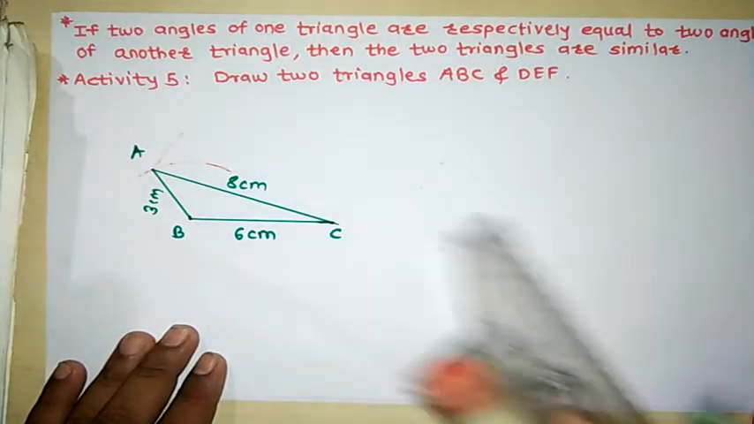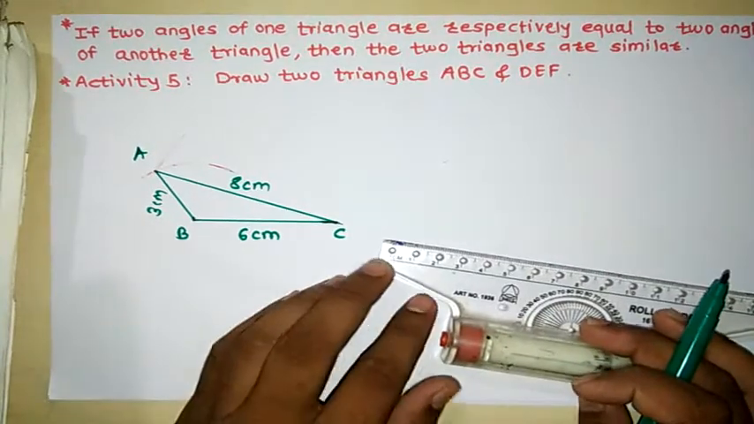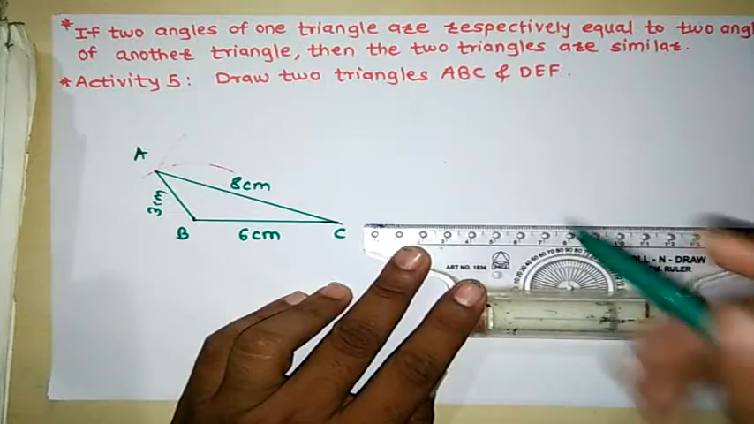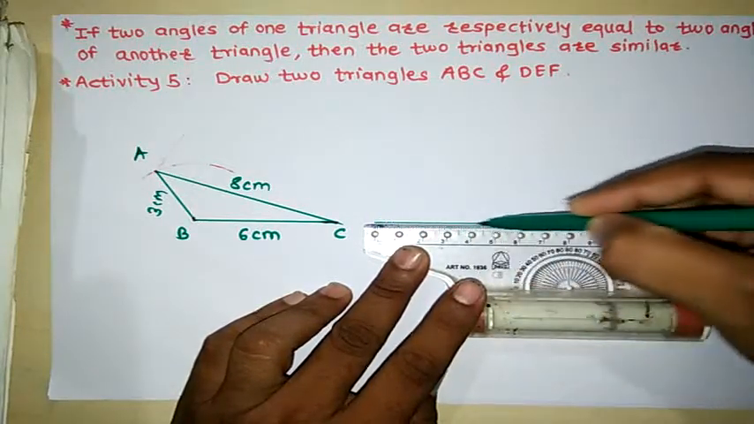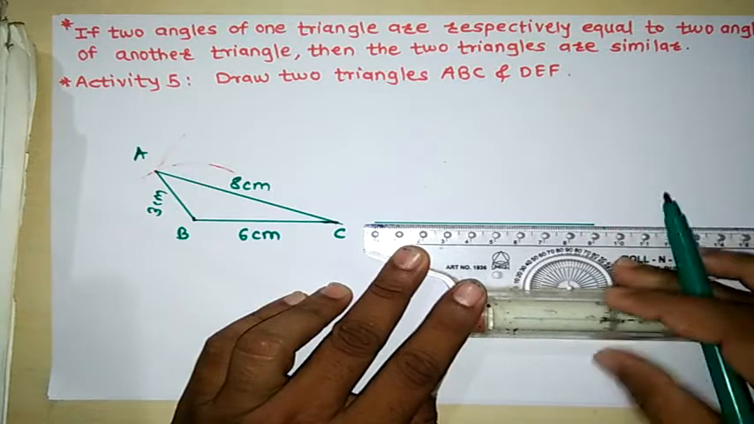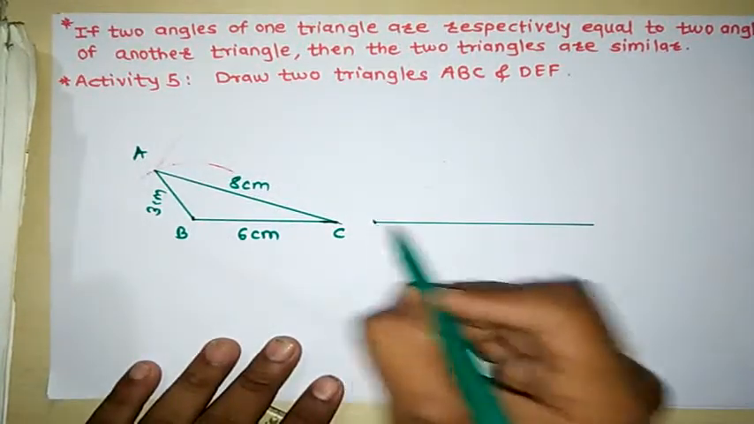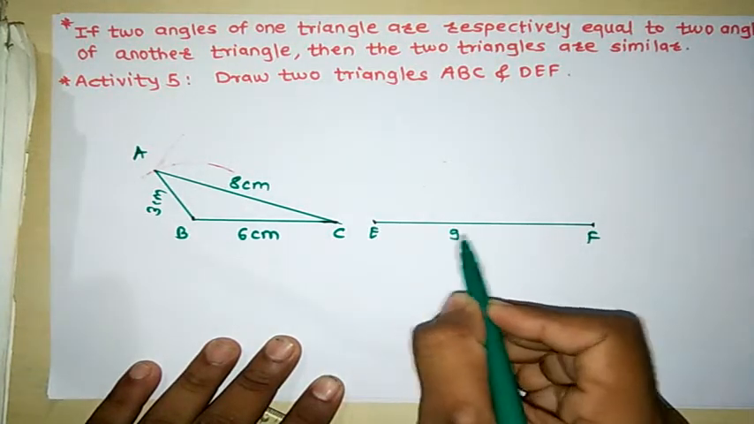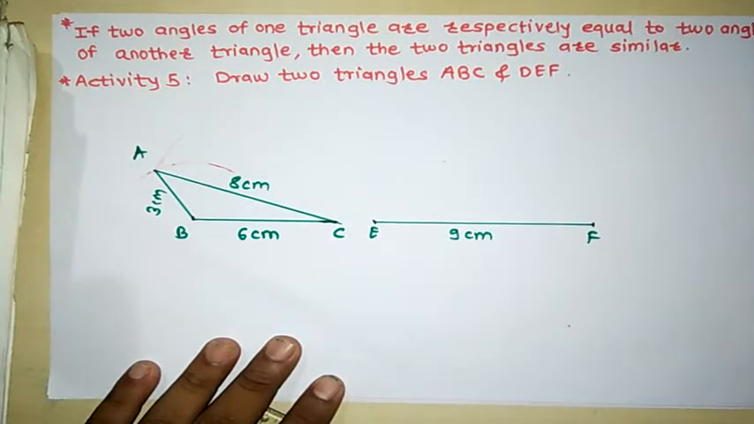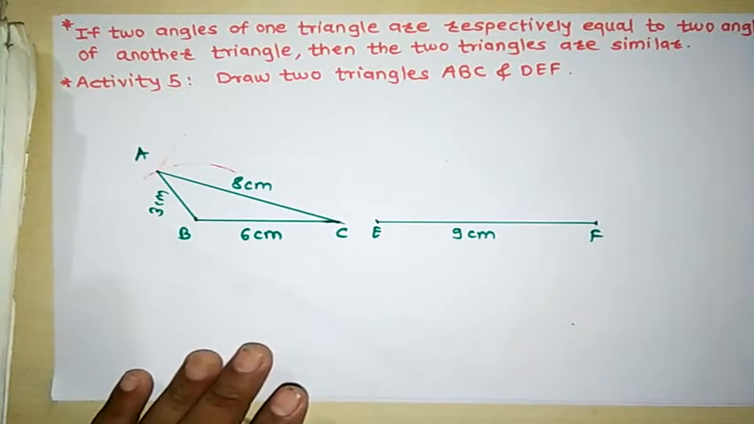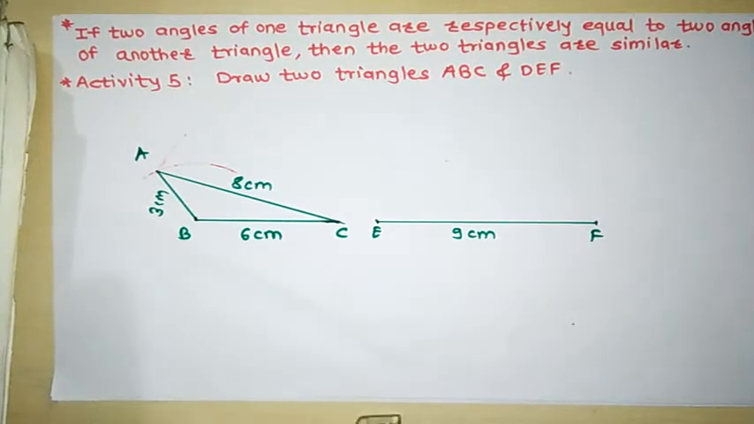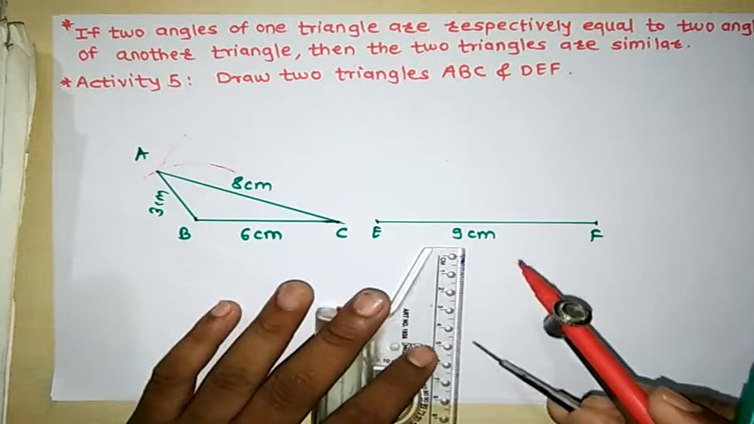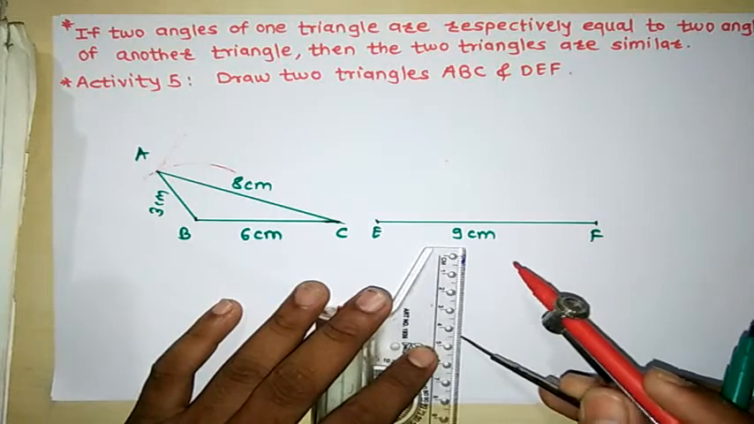Now again we have to draw another triangle. That triangle is triangle DEF. Take a length of 9 centimeters here. This distance EF is equal to 9 centimeters. We take side EF equal to 9 centimeters and side DE equal to 4.5 centimeters. We have to take a distance of 4.5 in the compass. See here, this is 4.5.